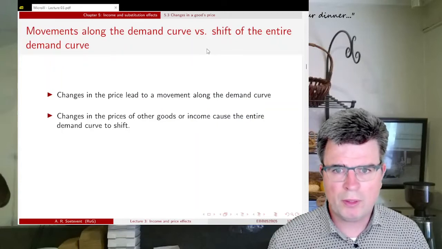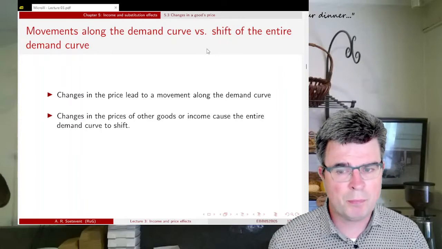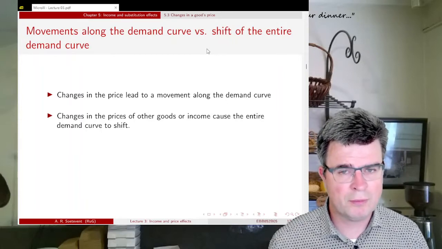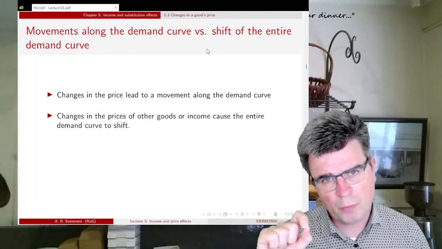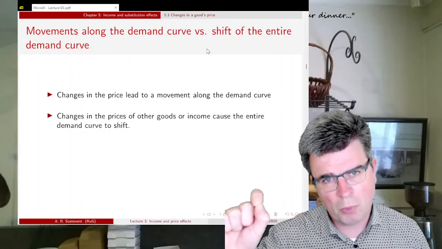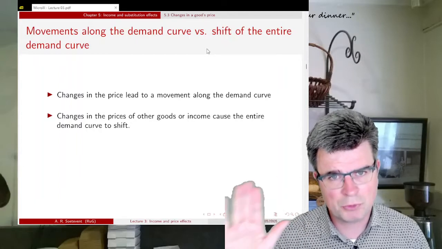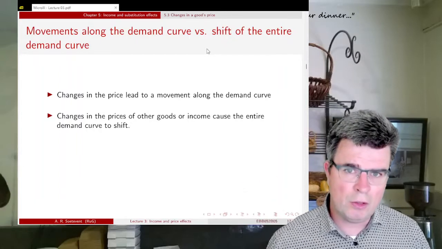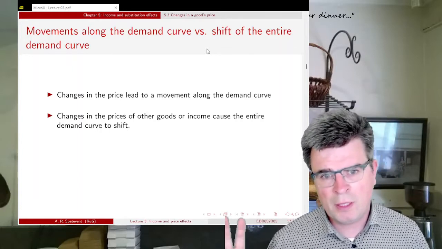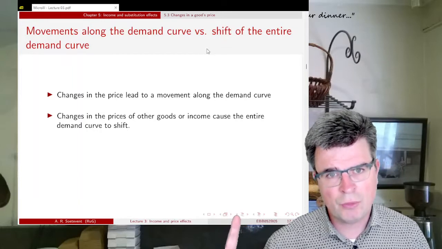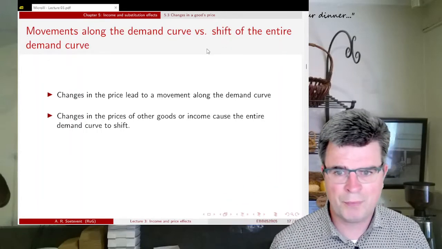So one more iteration of things that you already know. If we have a change in the price of the good that we consider, then we have a movement along the demand curve. So we move to another point on the same demand curve, but the demand curve itself stays at the same position. If someone's income changes, or we have a shock to the price of another good, then we have a shift of the entire demand curve, and the entire demand curve will either shift inward or outward.